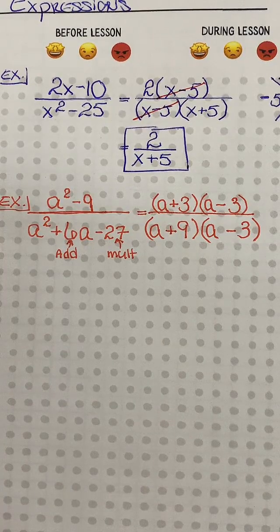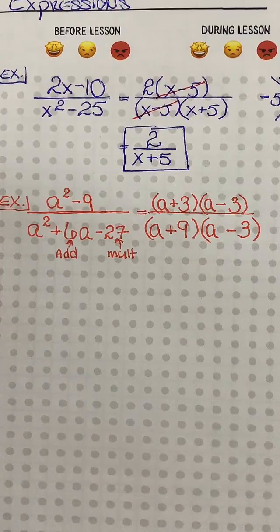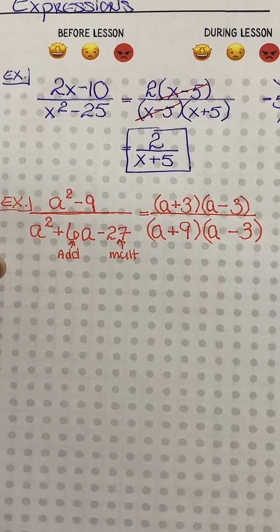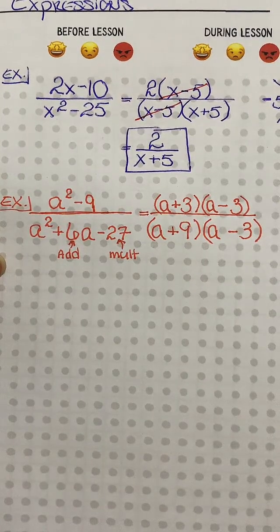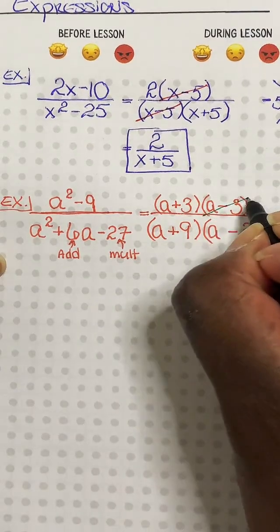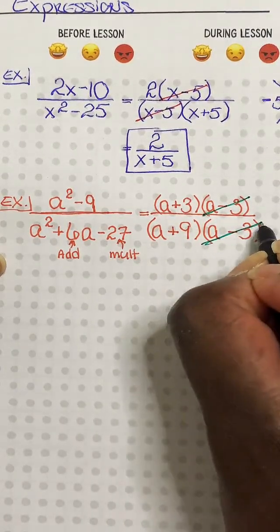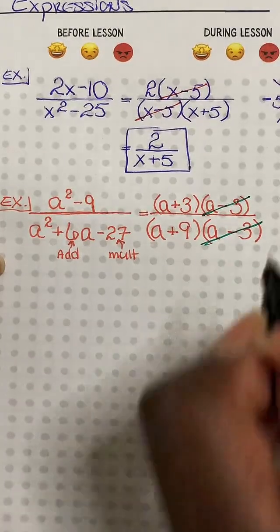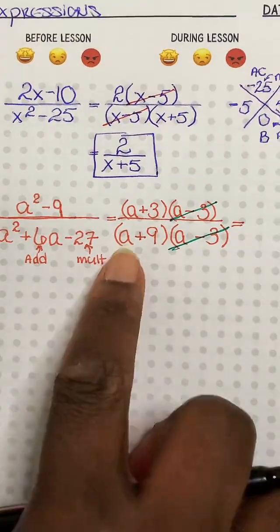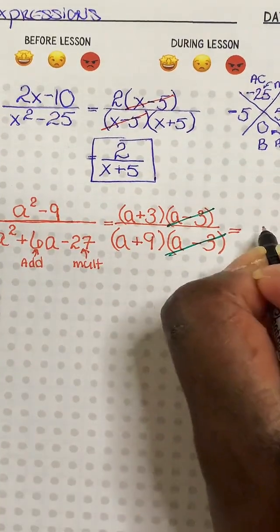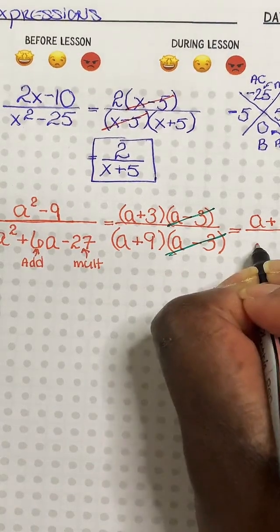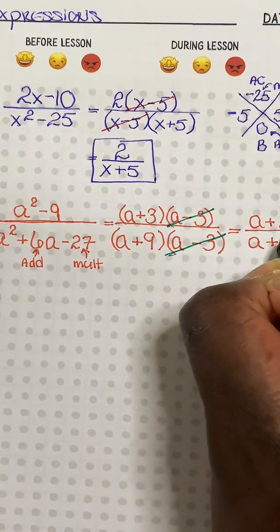So now, there we are. Taking a look, we have to cancel out what's exactly the same in the numerator and the denominator, and it looks like a minus 3. Since they canceled out and we don't have anything else to simplify, we basically have our answer: a plus 3 over a plus 9.